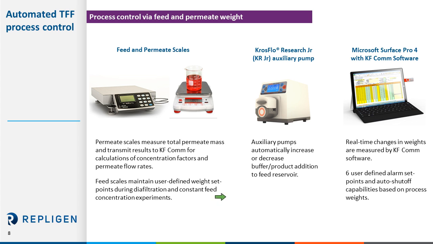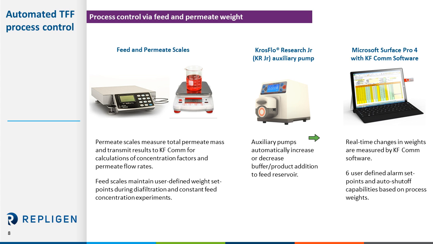The KR2i can also control TFF operations via feed and permeate weights. Permeate scales measure the total permeate mass and transmit the results to KFCOM for calculations of concentration factors and permeate flow rates. For diafiltration and constant feed concentration operations, KFCOM software will maintain user-defined weight set points on the feed scale. Auxiliary pumps, such as the KR Junior, are used for diafiltration, constant feed, and buffer additions. Additionally, these pumps can be used as permeate pumps to control the rate of permeate flow if necessary.